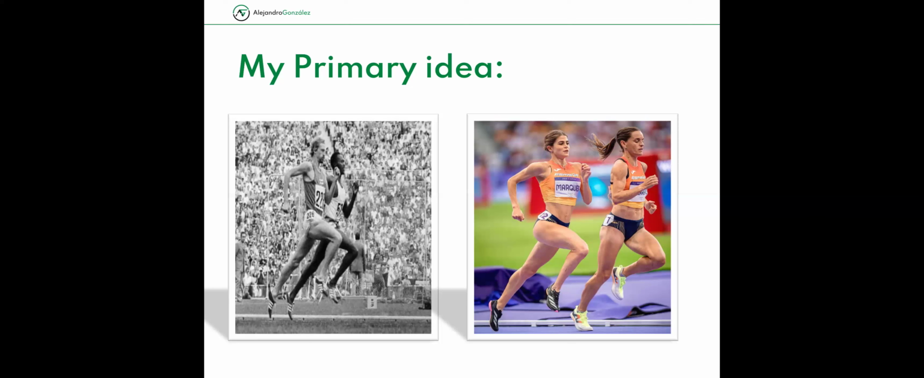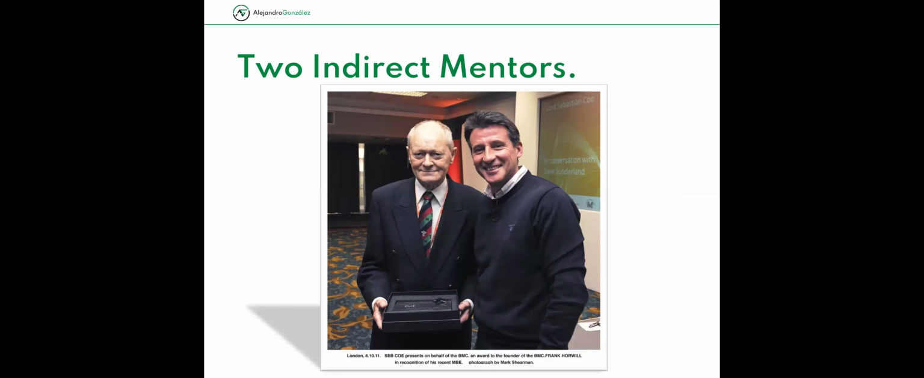Keeping this in mind, I will show you two of the main coaches that I have been reading and working with their ideas for many, many years. I say my indirect mentors. I work with many other ideas, in touch with other coaches, but in general, my foundation comes from these two men, Frank Horwill and Sebastian Coe.